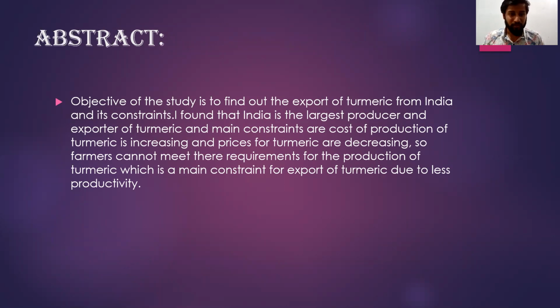The objective of the study is to find out the export of turmeric from India and its major constraints. When I did my research, I found that India is the largest producer and exporter of turmeric, and the major constraints are that the cost of production of turmeric is increasing and the price for turmeric is decreasing. This is the reason that farmers cannot meet their requirements for the production of turmeric, which is a major constraint for the export of turmeric too.